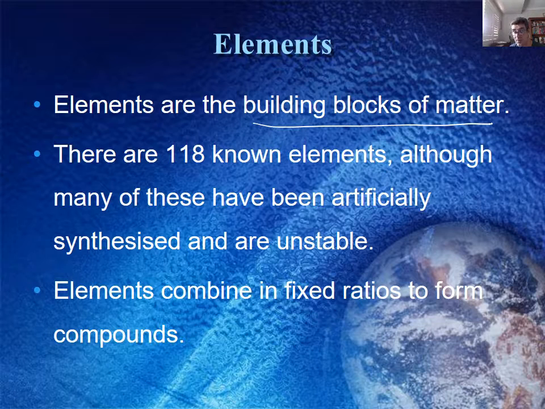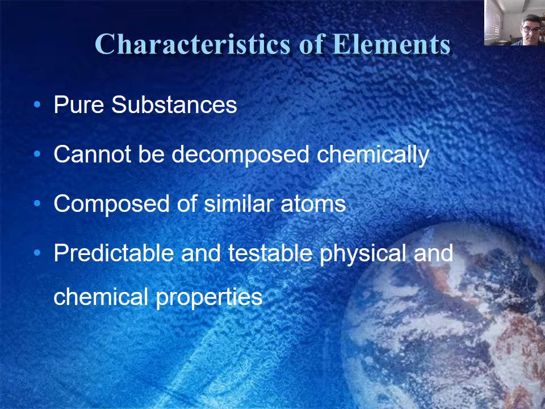But in terms of pure substances, we have 118 different known elements, and each of these combine with each other in order to form compounds. A large number of these elements have actually been artificially synthesized, made in laboratories, and are radioactive and unstable. They don't last for very long periods of time. And we also know that when they combine in fixed ratios, they form compounds.